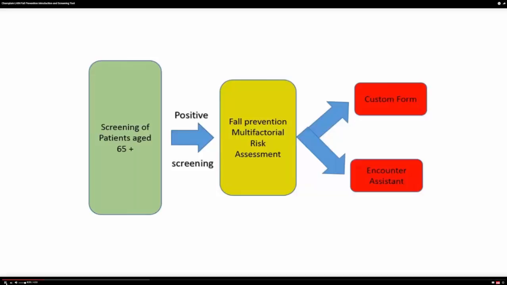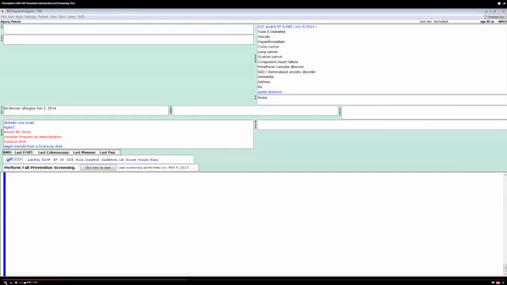The second section, to be completed upon positive screening, deals with a multifactorial risk assessment, which will utilize a custom form or encounter assistant. The choice thereof is up to the individual health practitioner. Let's start with the patient screening.